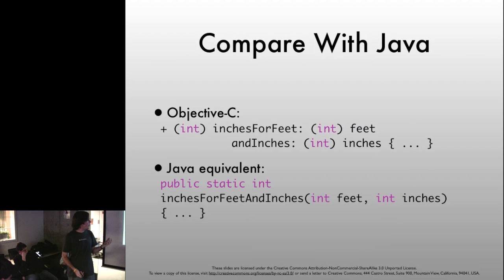Okay, so a similar idea in Java would be something like inches for feet in inches, paren int feet in inches, with the static keyword indicating a class method, and then the return type of int. Does that comparison make sense?